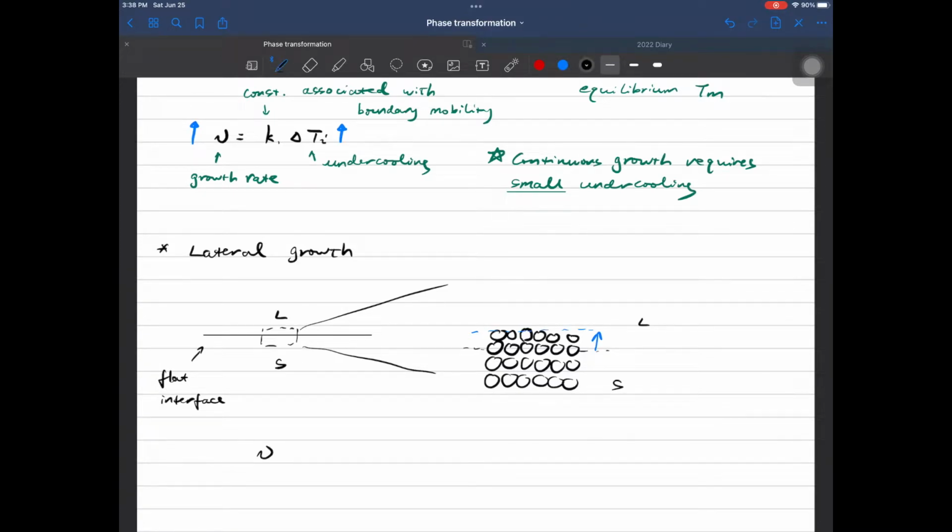If we look at the kinetics of lateral growth, nu, the growth rate, is proportional to e to the power of minus k2 over delta Ti. And k2 is a constant associated with the boundary mobility for lateral growth. Delta Ti is the undercooling. Again, as you can see, if we increase delta Ti, nu increases. Compared to continuous growth, lateral growth requires a larger undercooling. This indicates that lateral growth is more difficult to activate and requires a lower temperature, that is higher undercooling, to promote it.